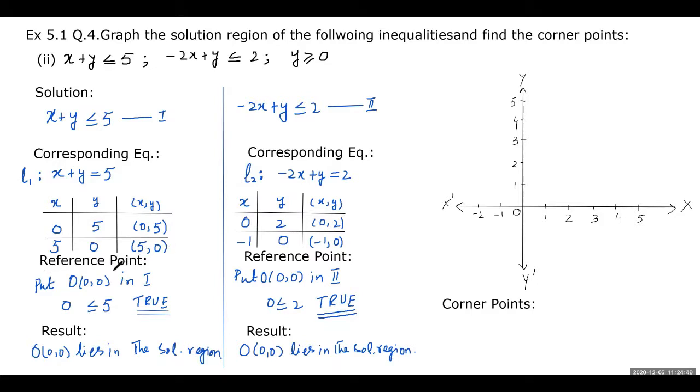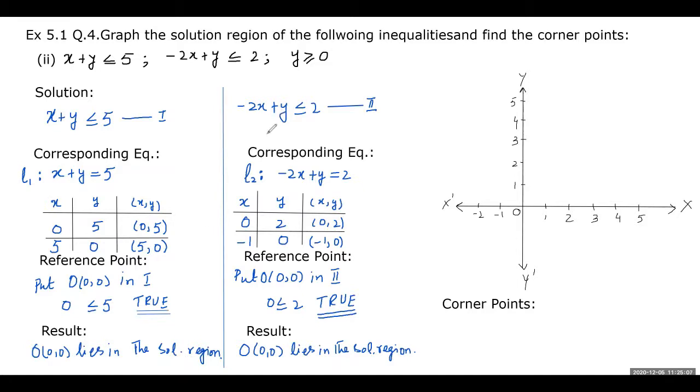Then we take the reference point, the origin (0, 0), and put it in inequality 1. In this, put x equals to 0, y equals to 0. As a result, you will get 0 is less than or equal to 5. And you know that it is a true statement. Hence, the origin lies in the solution region. That is, the origin satisfies this inequality. So the origin will lie in the solution region of inequality number 1.